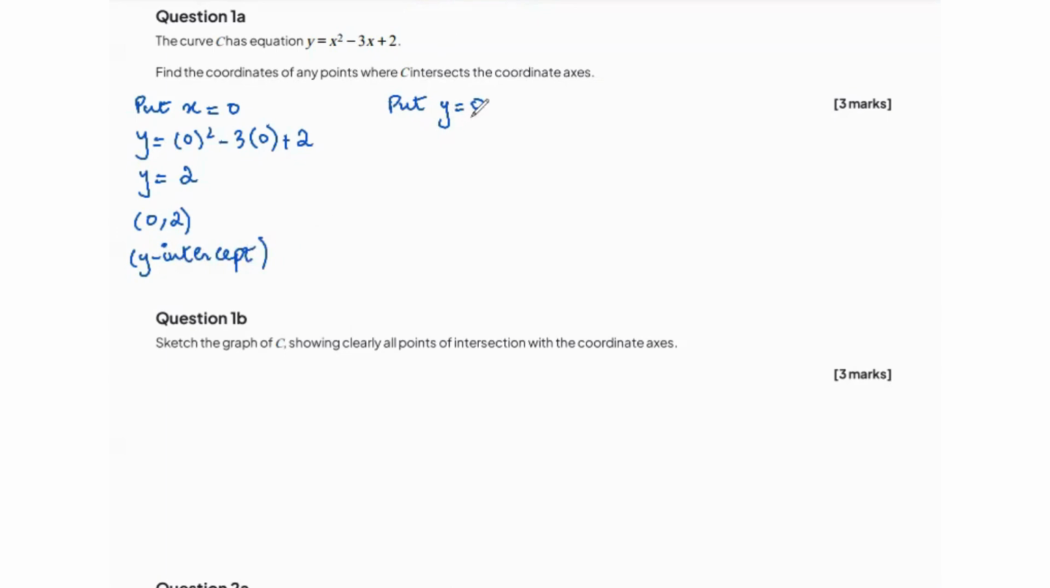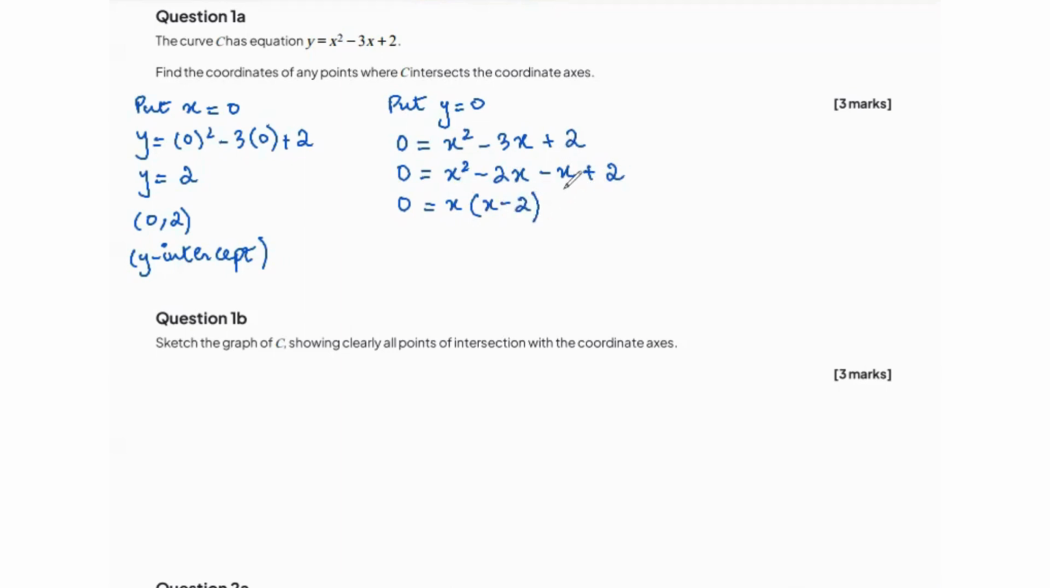So to find the x-intercept, I'm going to put y equals 0. So 0 equals x squared minus 3x plus 2. Let's try to factorize this. If we use the middle term breakage, we know that the factors of 2 are just 2 and 1. If we replace negative 3x with negative 2x minus x plus 2, now let's factor by grouping. Looking at x squared minus 2x, we have x common between them, so x minus 2 in the bracket.